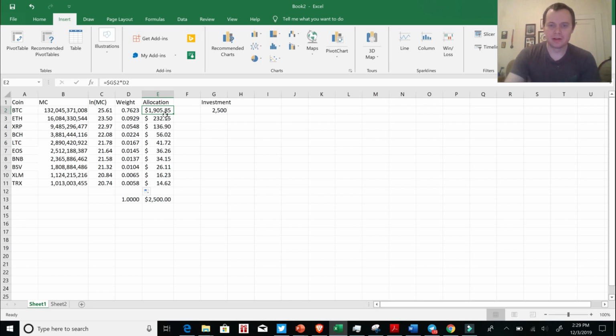So this means that you're mainly indexing your portfolio to match Bitcoin, with a very small amount going to Ethereum and XRP and Bitcoin Cash, and then only, say, a few dollars going to numbers 9 and 10.